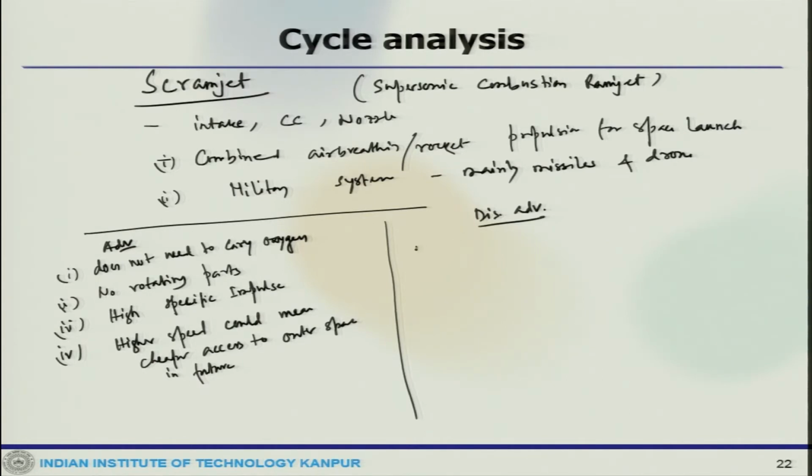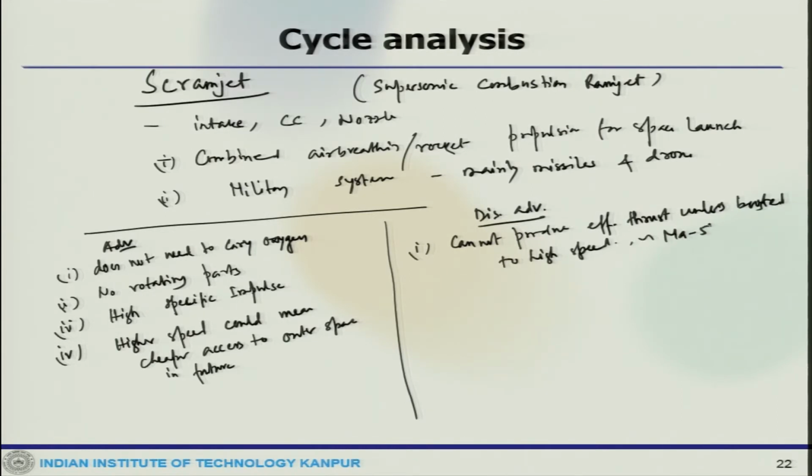Then disadvantages. It cannot produce efficient thrust unless boosted to high speed, let us say around Mach 5. For a horizontal takeoff, scramjet would need either a rocket or a combined propulsion system like turbojet or turbofan to boost it to some Mach 2 to 3, followed by another propulsion method like ramjet or rockets. So that is a problem.